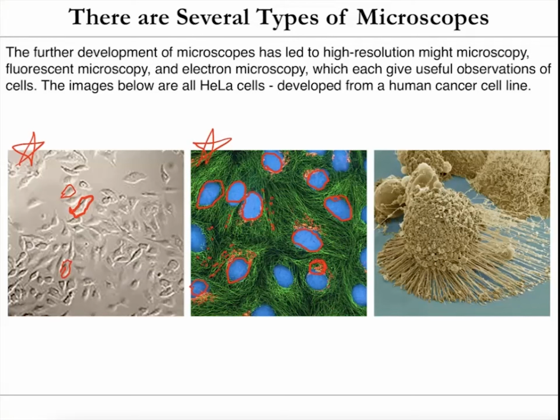Another one which gives very high resolution is electron microscopy. So there's a few different kinds of electron microscopy, but basically you're using tiny, tiny electrons to visualize very small specimens in very great detail. So you can see this cell here with these protrusions coming off of it that are allowing that cell to adhere to this surface and possibly move around. So all three of these images are actually of the same cell type called HeLa cells, which are developed from a human cancer cell line, which we'll talk about a little later.